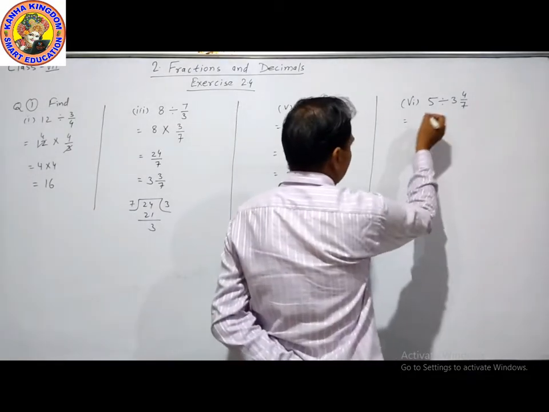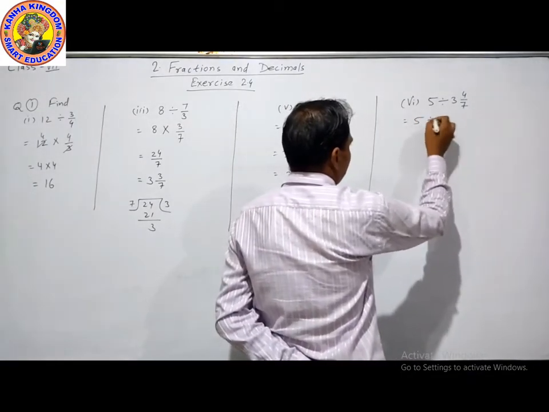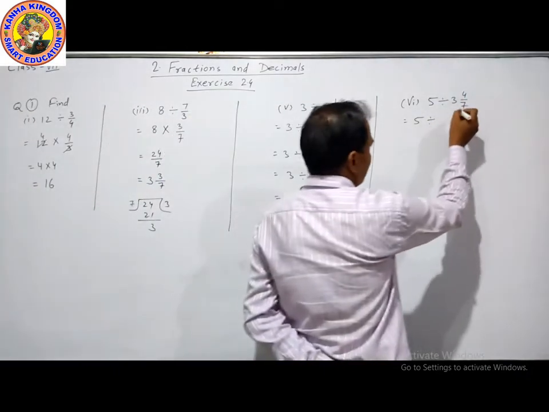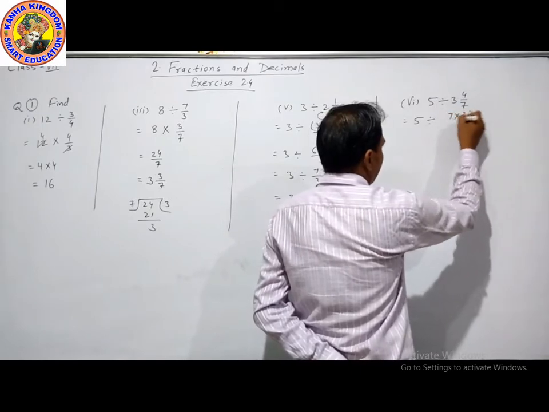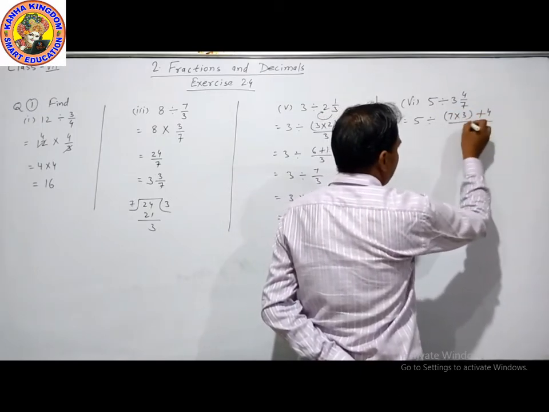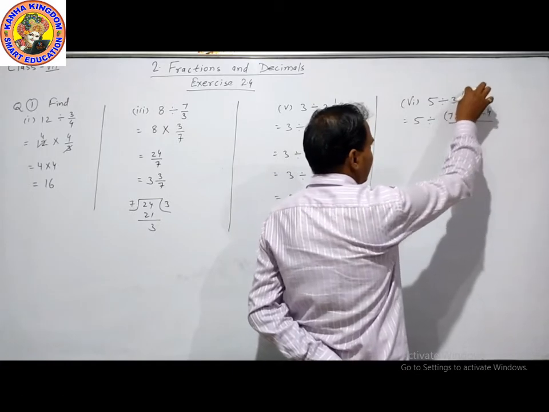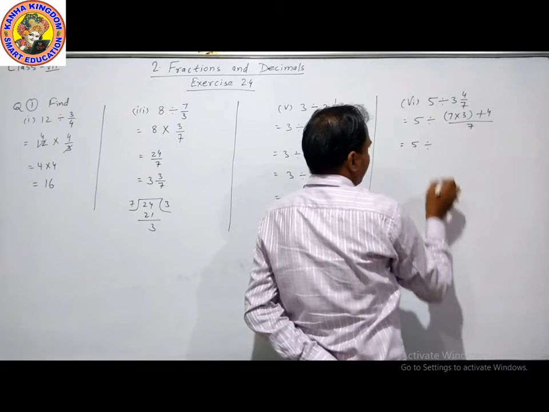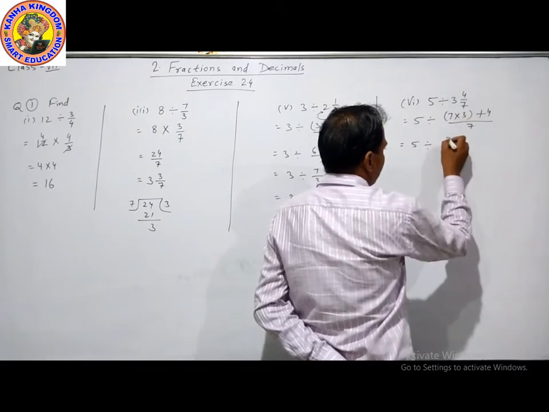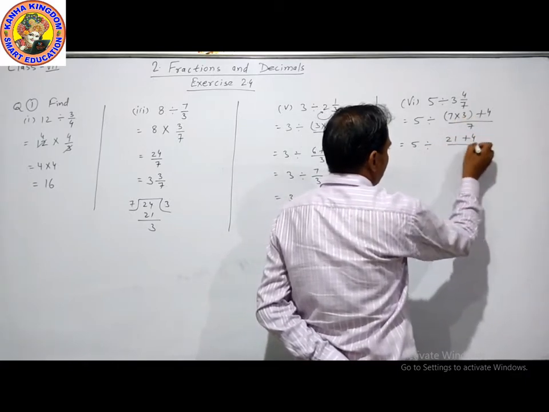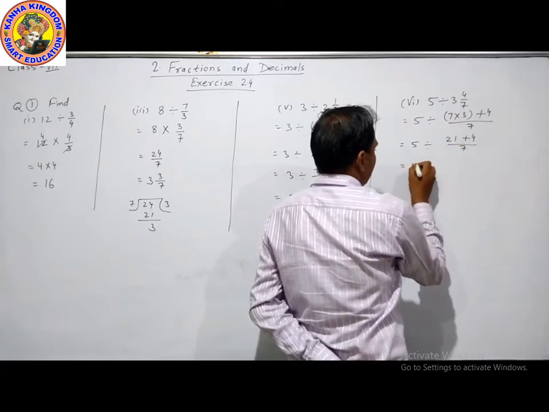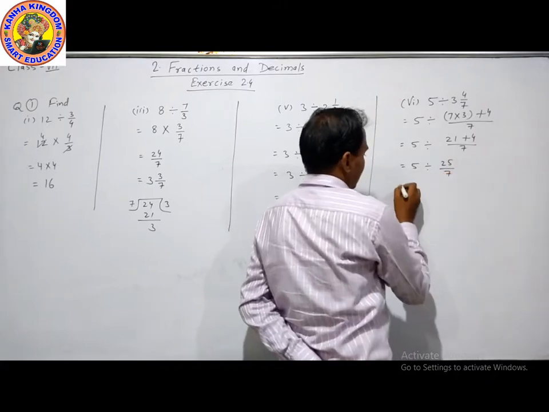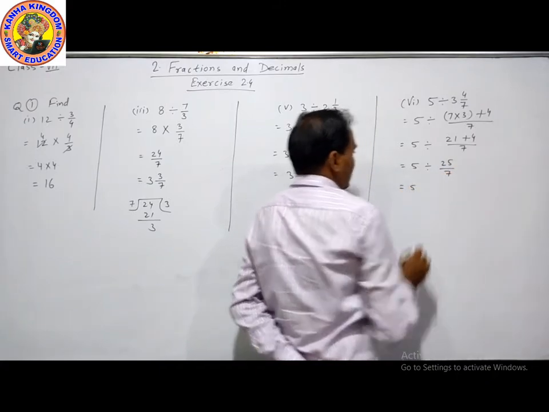In the next question, 5 divided by, this is our mixed fraction. We will change it into a fraction. 7 into 3 plus 4, divided by 7. 5 divided by 7 into 3, 21, plus 4, upon 7. 5 divided by 25 by 7.